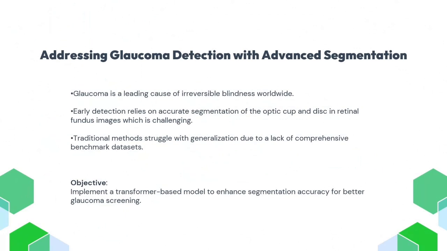Glaucoma remains one of the most significant causes of irreversible blindness around the world, affecting millions of people. Early detection is critical to managing the disease effectively and preventing vision loss. To achieve this, we need precise segmentation of the optic cup and disc in retinal fundus images. However, traditional segmentation methods face challenges, particularly in generalizing across diverse datasets. These methods often struggle due to the limited availability of comprehensive benchmark datasets, which impact their reliability and accuracy.